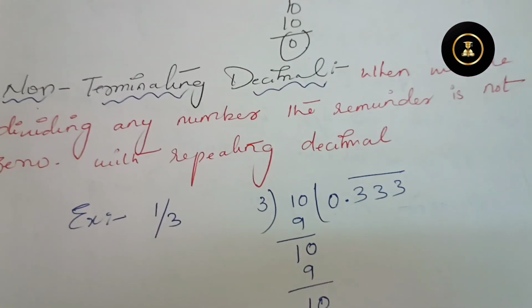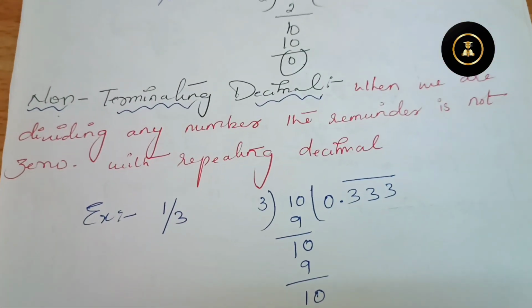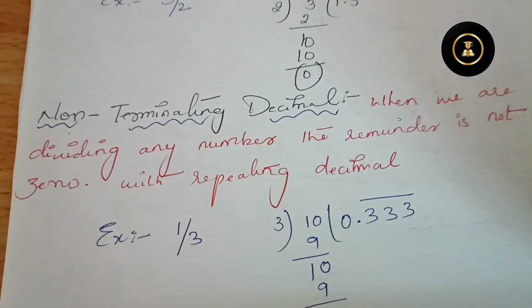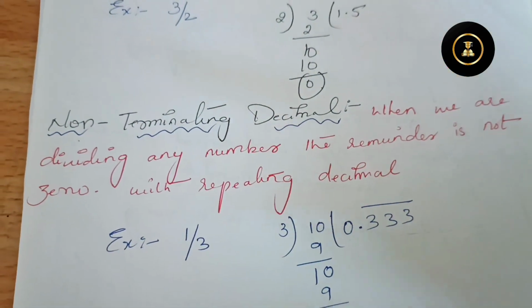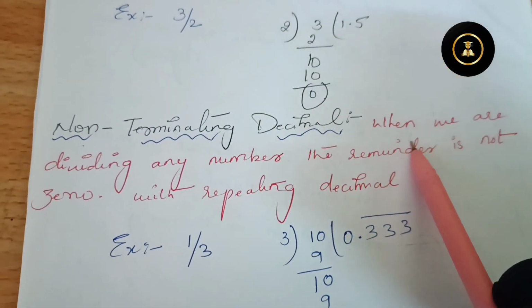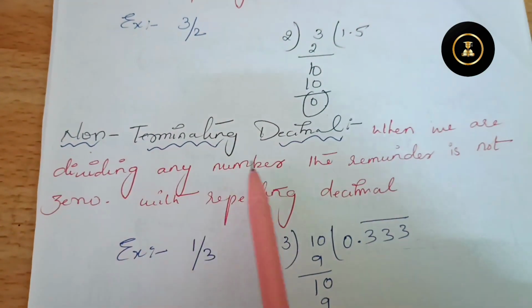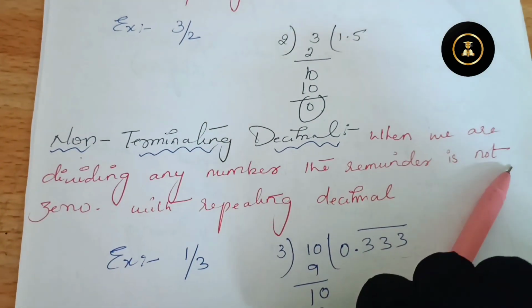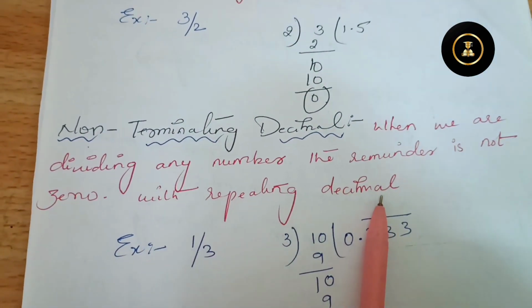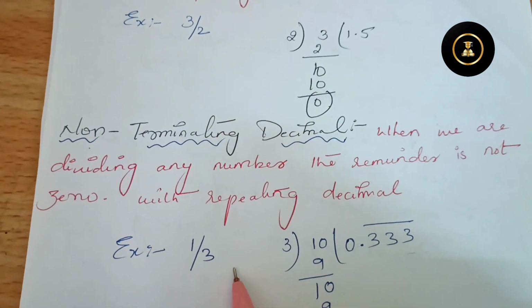Now coming to the non-terminating decimal: when we are dividing any number, the remainder is not 0 with repeating decimals. Example is 1 by 3.